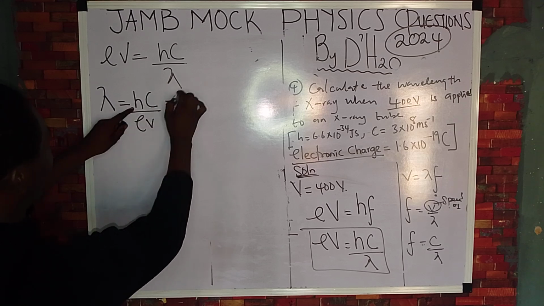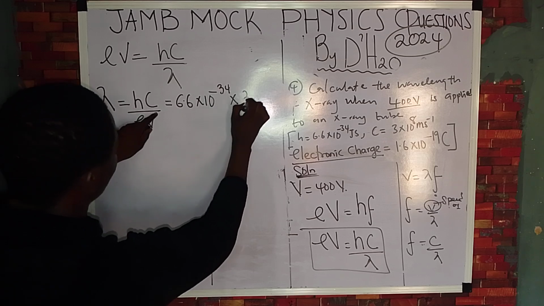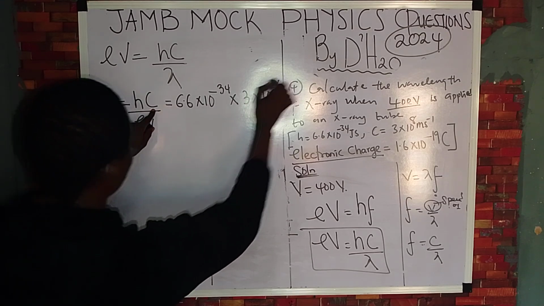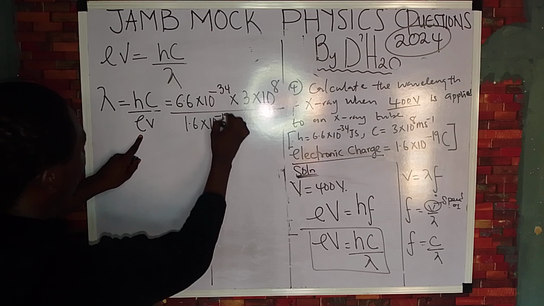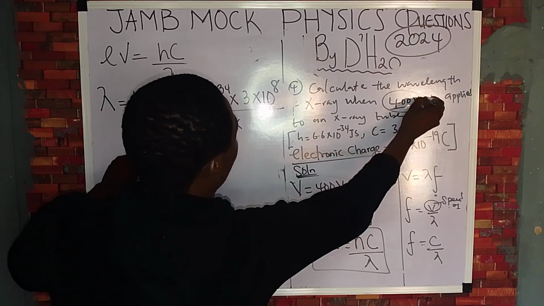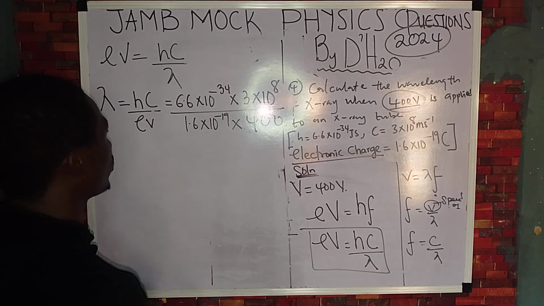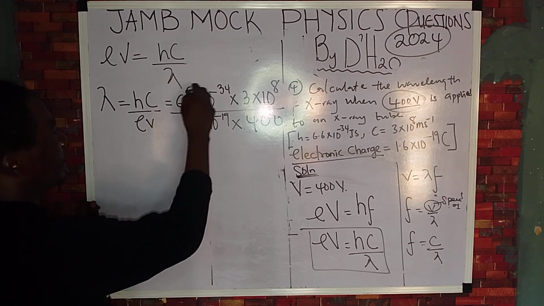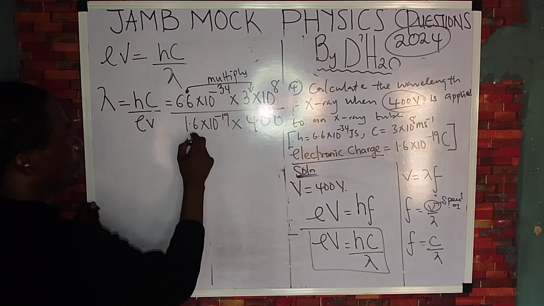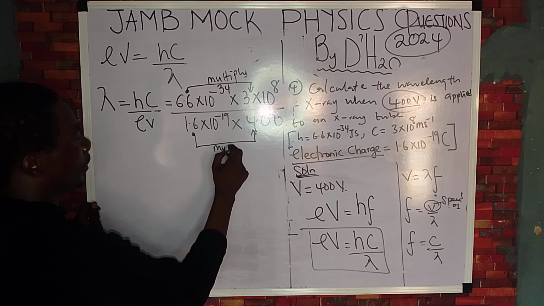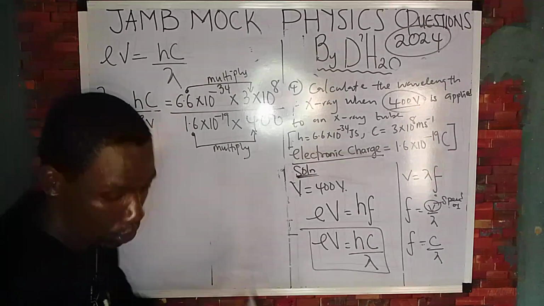So let's do it. Here you have 6.6 times 10 raised to the power of minus 34, times the speed of light, 3 times 10 raised to the power of 8, over your electron charge, 1.6 times 10 raised to the power of minus 19, and your voltage is 400 volts. Wow, that's quite interesting. Now what we are going to do: you multiply this by this, and you do the same, you multiply this by this. Don't touch the power yet, so you are not going to make mistakes. So let's quickly multiply these two values.